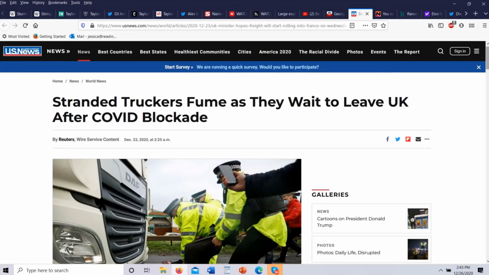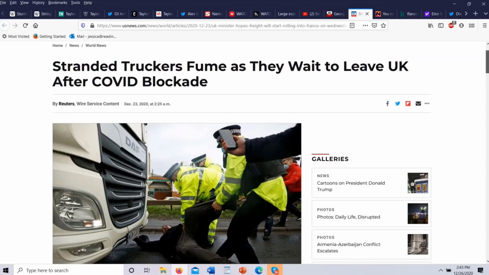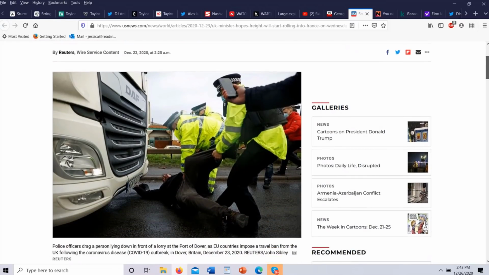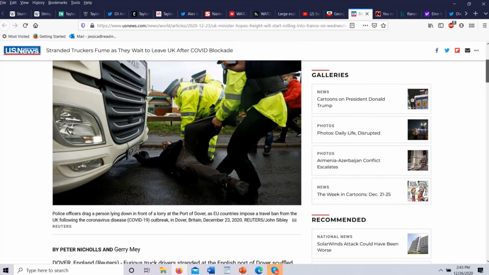Here's another thing that happened over in Europe. A bunch of stranded truckers wanting to leave the UK instead faced a COVID blockade, and they checked everybody. Look, they're literally dragging this guy. Police officers drag a person lying down in front of a lorry at the port of Dover as EU countries impose a travel ban from the UK following the COVID outbreak. This is in Dover, Britain, on December 23rd.